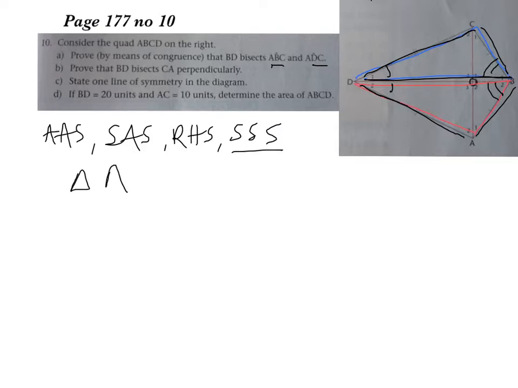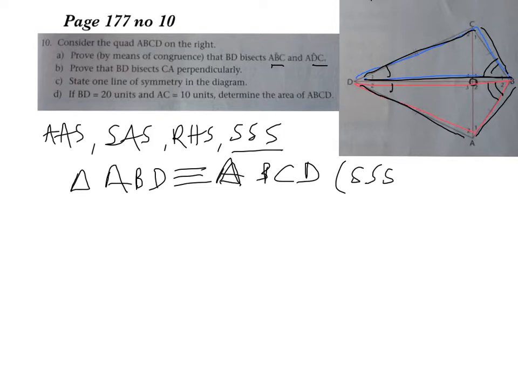Triangle ABD is congruent to triangle BCD. Oh, sorry, that's a bad triangle. Triangle BCD, and our reason is side, side, side. Easy enough. Those two triangles are congruent.